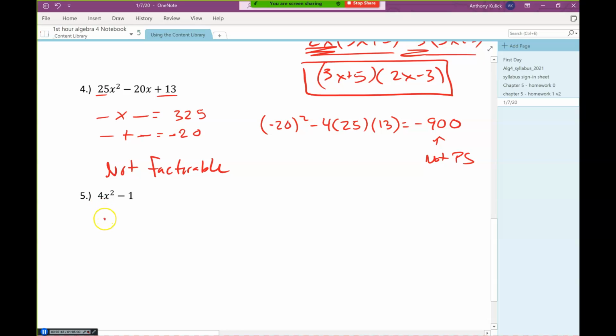Okay. Here, again, this is in the form of a possible difference of two squares. So I'm going to try to rewrite 4x squared as something squared. That would be (2x) squared. And 1 I can rewrite as 1 squared. So again, this is a difference of two squares, so I can write it like that.